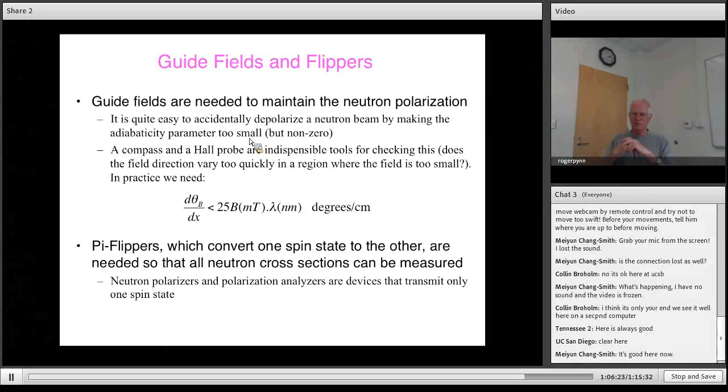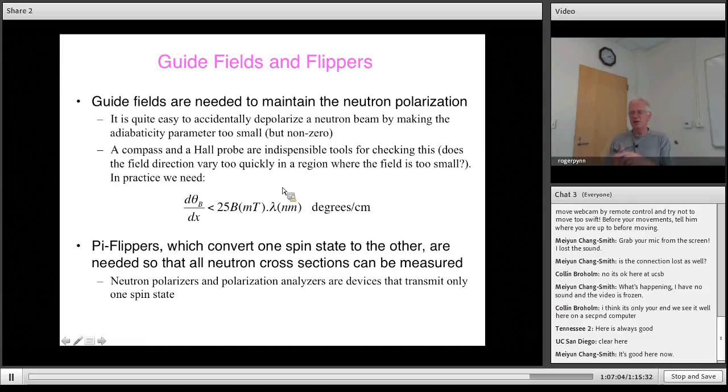The easy way is to flip the direction of the guide field, in which case you will depolarize the beam. The reason is, if you have a guide field here which is up and a guide field here that is down, halfway between you have zero field. There, the Larmor precession frequency is 0, but the field is going from up to down, and because it hasn't happened suddenly, the neutron will feel that, and the beam will get completely depolarized. So as I say here, a compass and a Hall probe are the indispensable tools for checking this.